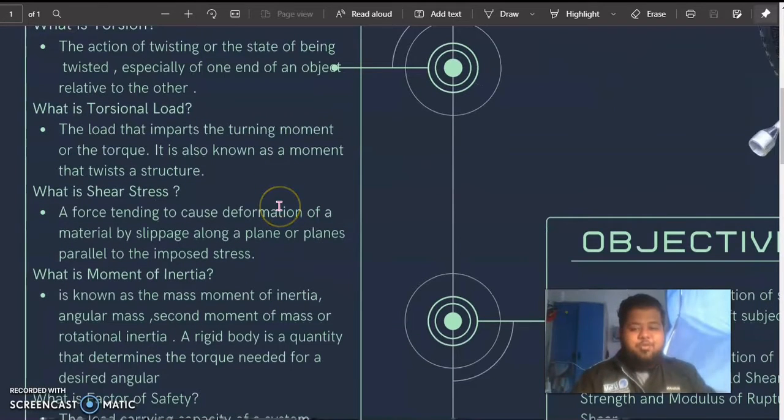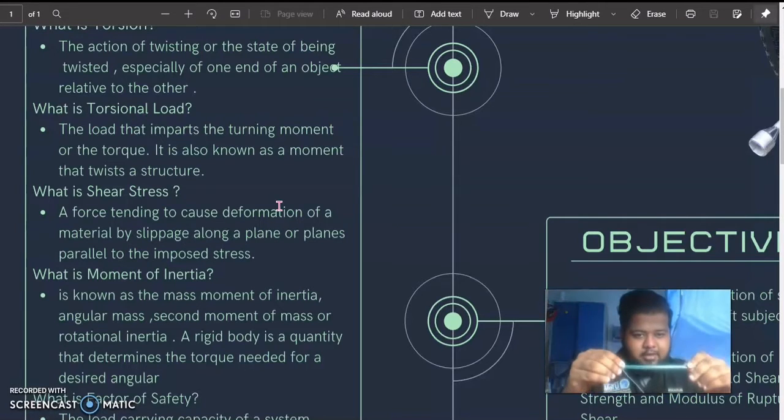What is moment of inertia? Moment of inertia is also known as the mass moment of inertia, angular mass, second moment of mass, or rotational inertia. For a rigid body, it is a quantity that determines the torque needed for a desired angle. When you're turning or twisting an object, there is an angle where the object twists at one point, and this is also known as the moment of inertia.